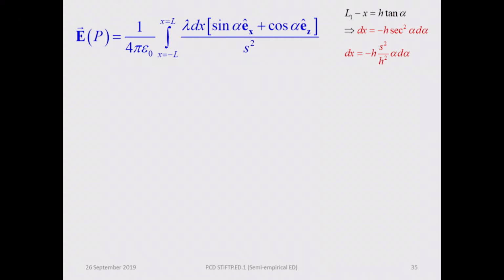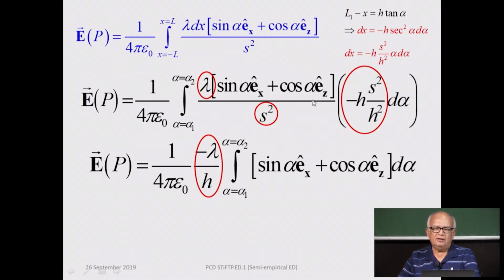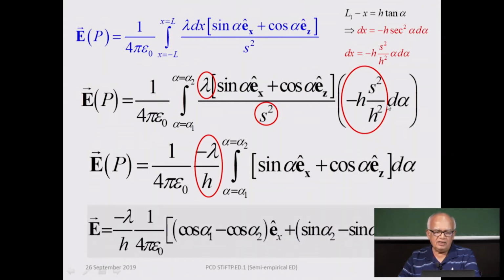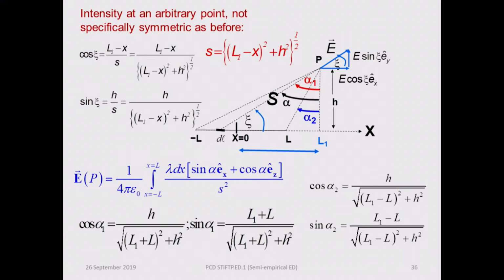The integral of course has to be shifted from integration over the variable x to integration over the angle alpha. So, you find alpha in terms of x. So, we use this L1 minus x equal to h tan alpha relation, and using this you carry out the integration over alpha over the angle and determine the electric intensity at a given point. Okay. So, you can carry out these integrations in a fairly straightforward manner.